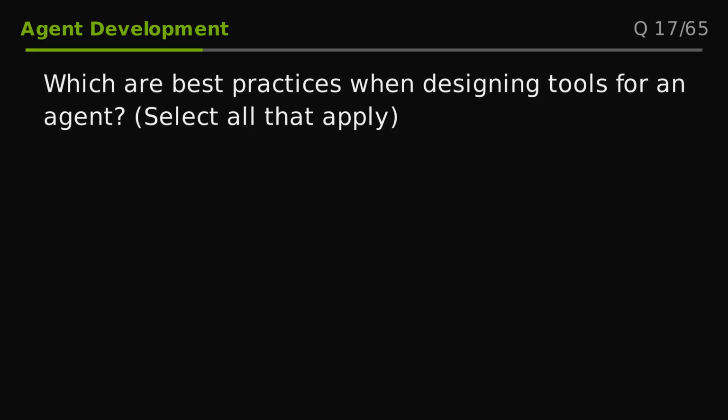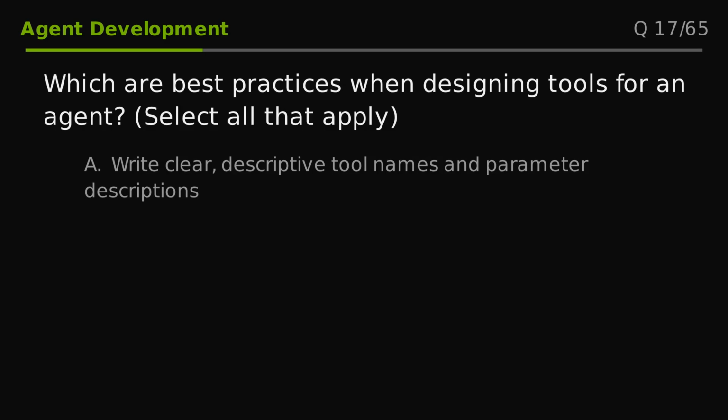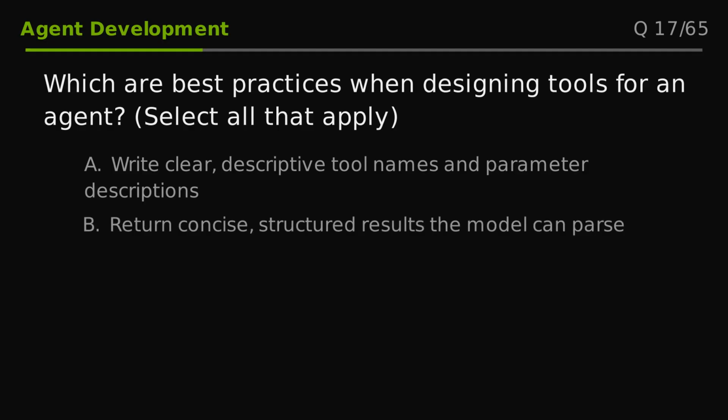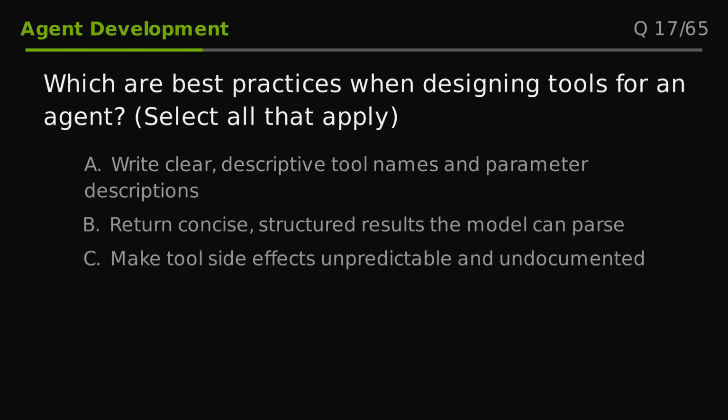Question 17. Which are best practices when designing tools for an agent? Select all that apply. Action: write clear, descriptive tool names and parameter descriptions. Action: return concise, structured results the model can parse. Action: make tool side effects unpredictable and undocumented. Action: validate and sanitize tool inputs.